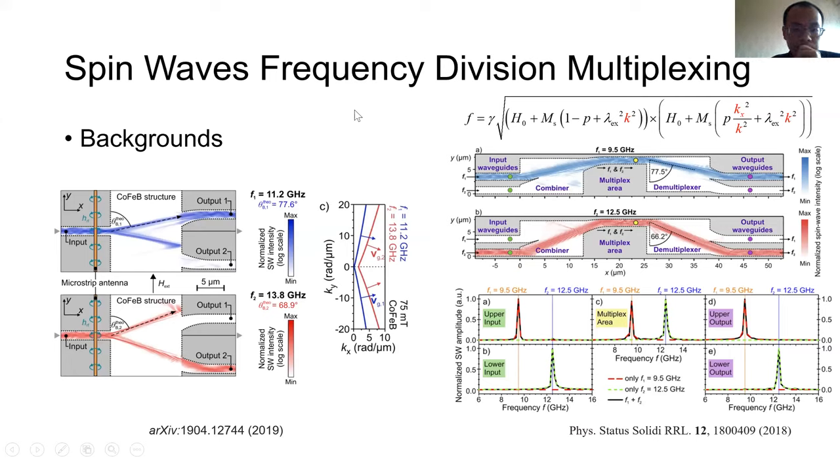Previously, before our study, some people also wanted to realize the frequency division multiplexing function. But in these studies, the theory is mainly based on the wave vectors. As you can see here, the dispersion relation will reveal that spin waves with different wave vectors, including the amplitude and the direction, if the wave vectors are different, the frequencies would be different. So previously people would use wave vectors.